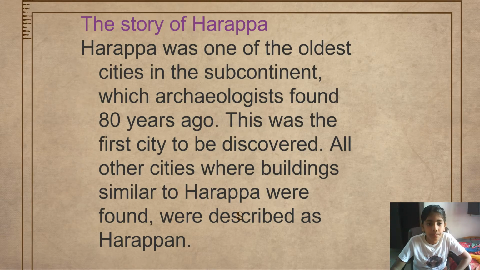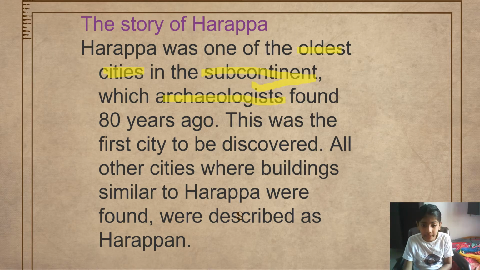Now, let's move. As I told you, now let's see the story of Harappa. Introduction was not there in the index, but it is needed for us. Okay? The story of Harappa. Harappa was one of the oldest cities in the subcontinent. You know what archaeologists are? Archaeologists are people who excavate. Excavate means dig in the ground and find pots, pans, ornaments, and many more. With that only they find out about our past.